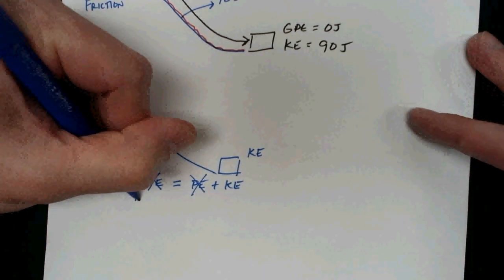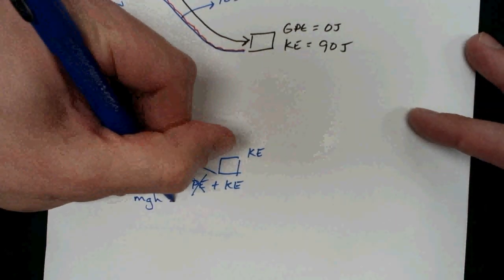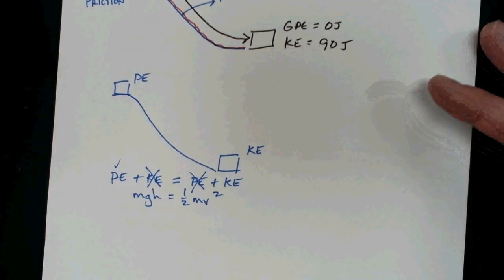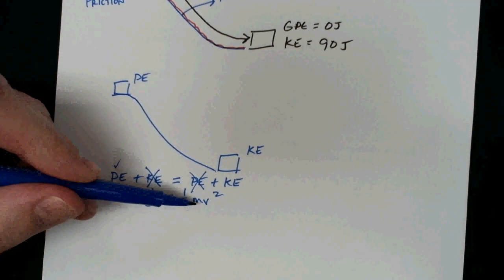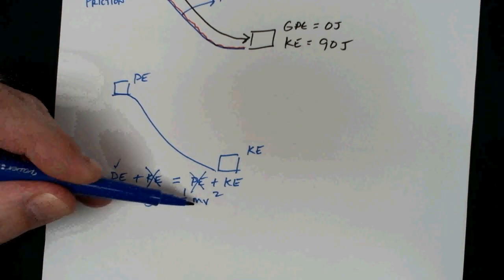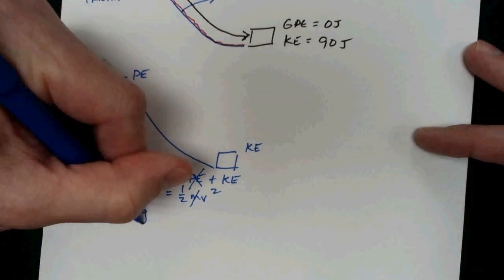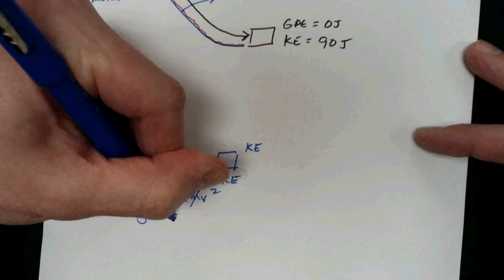So our gravitational potential energy over here is mgh, and our kinetic energy equation is 1/2 mv squared. And so at this point, you see that both sides are multiplied by mass, and so those are going to cancel out. And so we're left with an equation that looks like this.